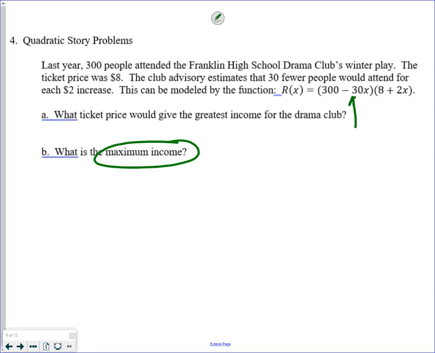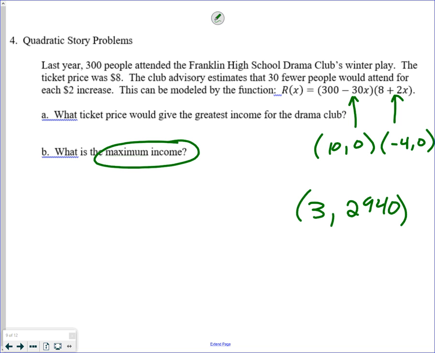So now, what are the intercepts? Well, this is negative 4, 0. It's the value that makes that parentheses 0. And this one would be at 10, 0. So now the vertex is the halfway point in between those. So I get 3. And then I plug 3 in for all the x's. So 300 minus 3 times 30 times 8 plus, I get 2940 using my calculator quickly there. So the maximum income is 2,940.